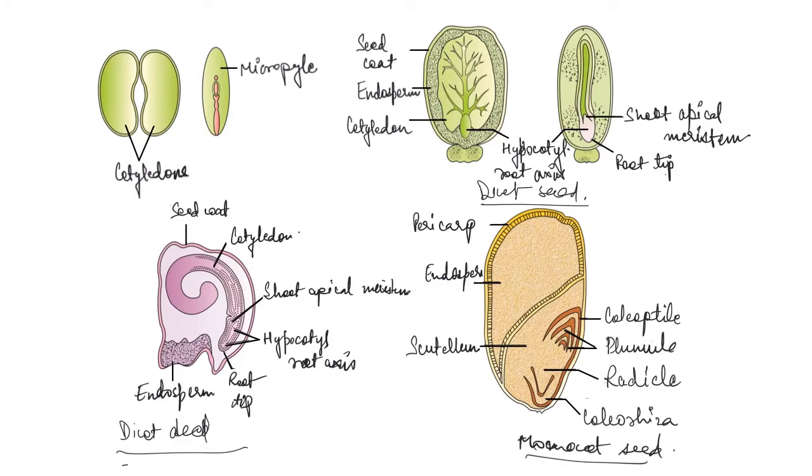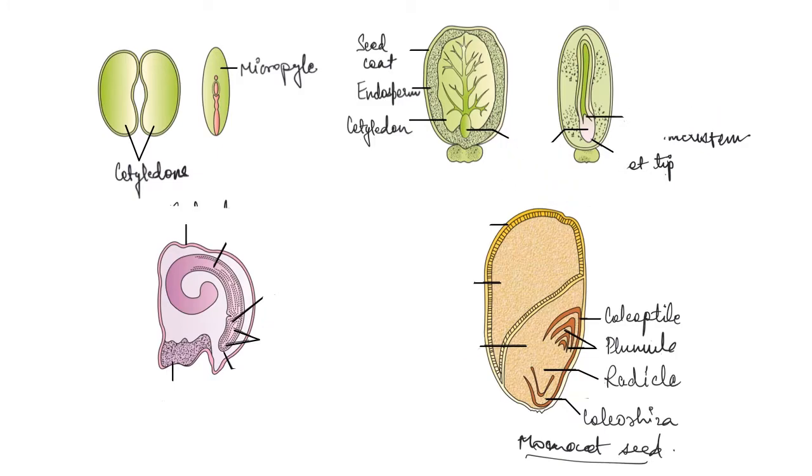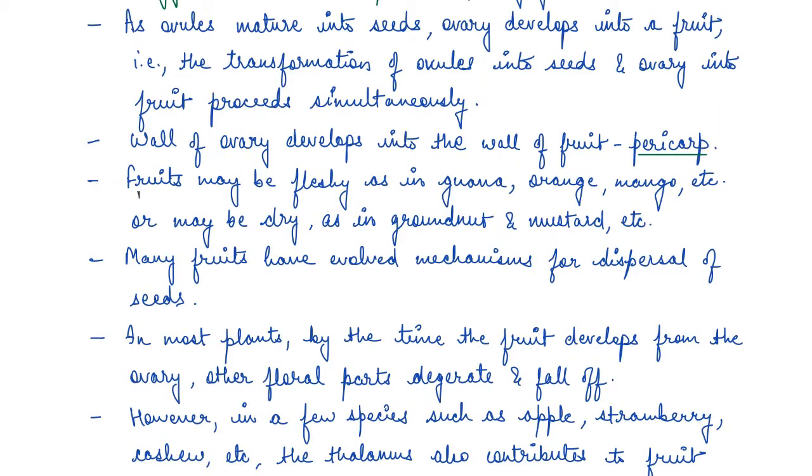So let's move ahead. What happens after the seed germinates? We'll see that. So as the ovule matures, the seed matures. As it matures, the water content is reduced, and either the embryo enters into dormancy if the conditions are not favorable, and if the conditions are favorable, it germinates.